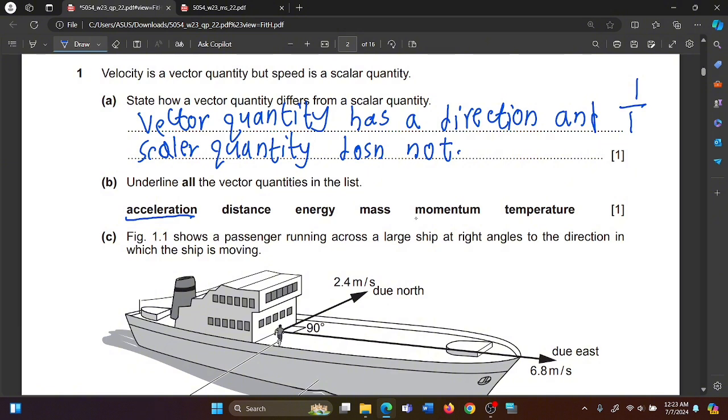Momentum is a vector quantity, so let's underline momentum. Temperature is a scalar quantity. Temperature does not have any particular direction. Momentum and acceleration are the only two quantities amongst these six that have a particular direction along with the magnitude. All the other four quantities have only magnitude but not direction. So let's go on with part C.